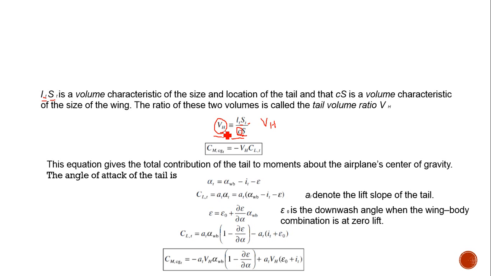Therefore the equation becomes CmCg of T equal to minus VH into CLT. So this equation gives the total contribution of tail moment about the center of gravity.